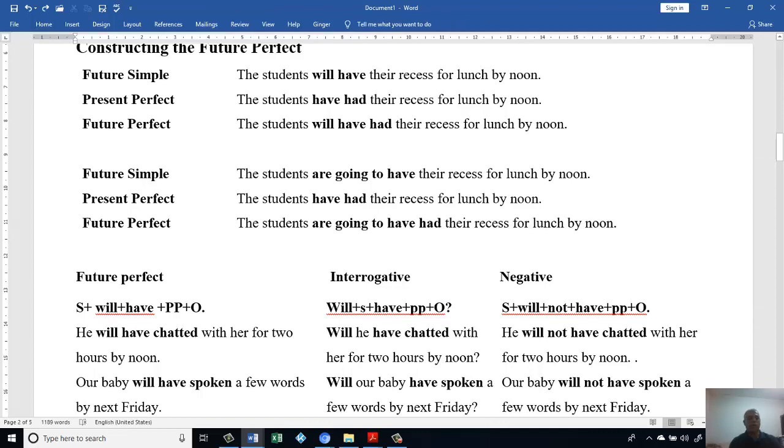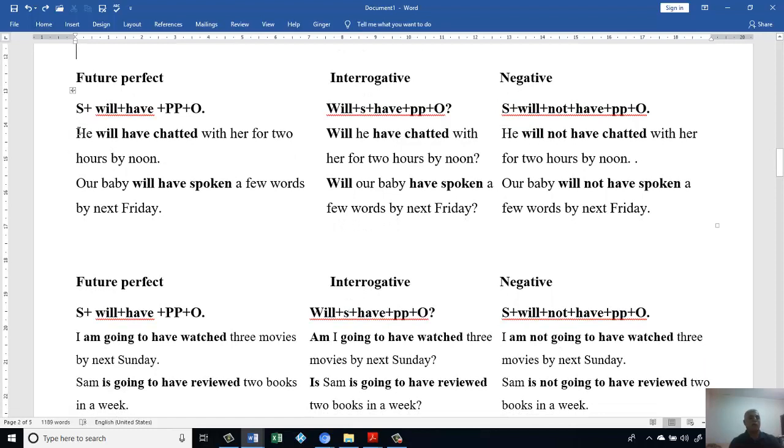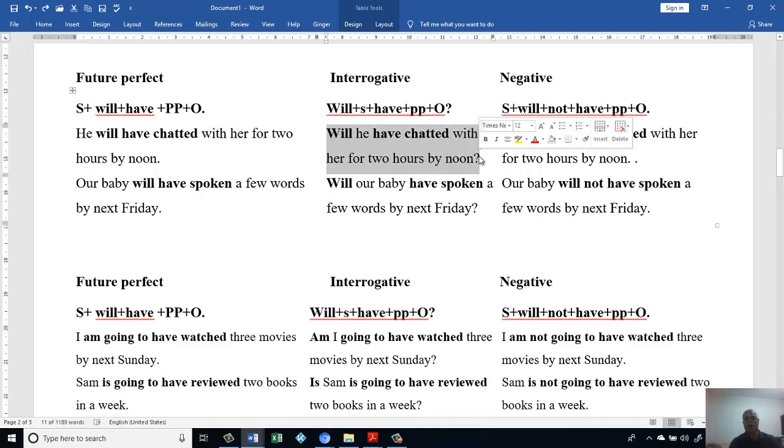Okay, how to make future perfect in negative? He will have chatted with her for 2 hours by noon. Then we have to make a negative. When you make a negative, we simply add "not" after will. We make a question, interrogation. We take the auxiliary verb, which is will, and position it in front of the subject, like here. We say, will he have chatted with her for 2 hours by noon? Yes, he will, or no, he will not.